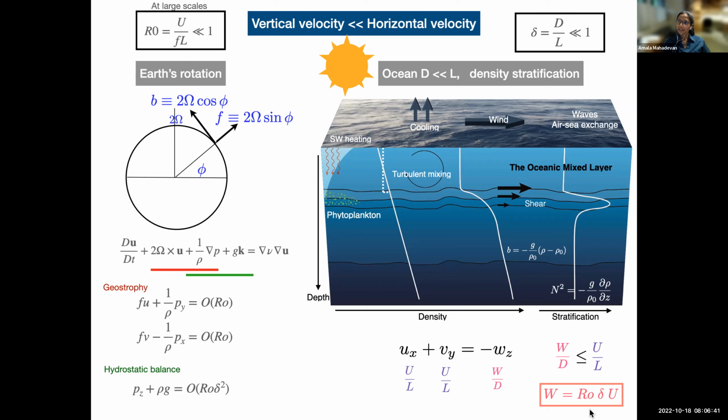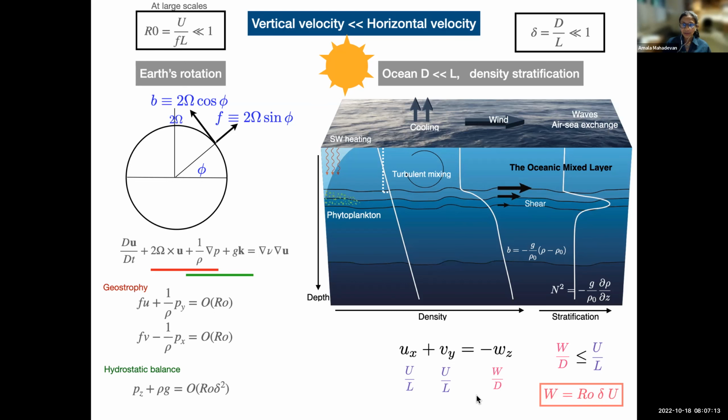W over D is much smaller than U over L. And by scaling the vorticity equation, you can try to find what the size of W is. It turns out that, of course, you expect it to be the aspect ratio times U, but there's also a Rossby number in front of it. So at large scales, when the Rossby number is small, you expect the vertical velocity not only to be delta times U, the aspect ratio times U, but the Rossby number times the aspect ratio times U, okay? So at large scales, the vertical velocity is particularly small.